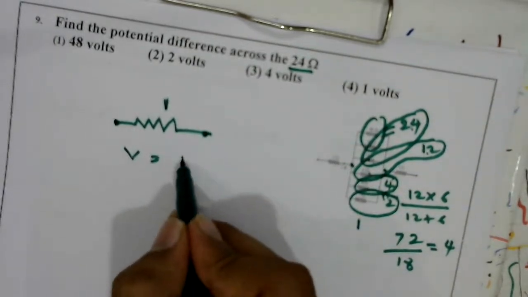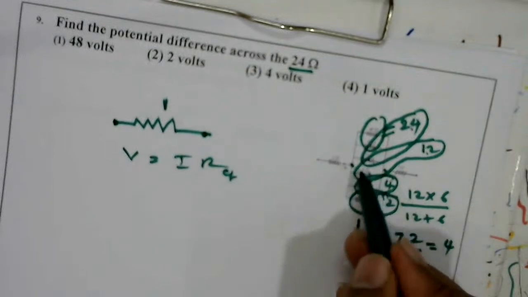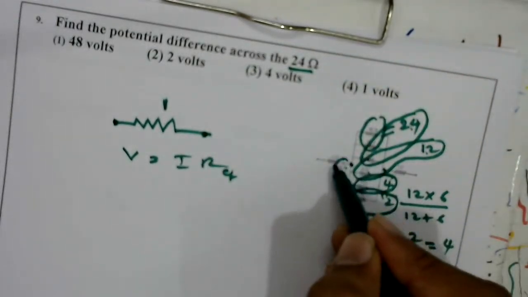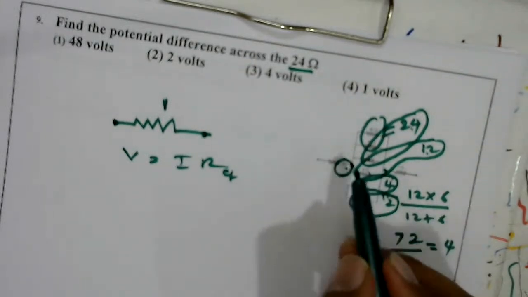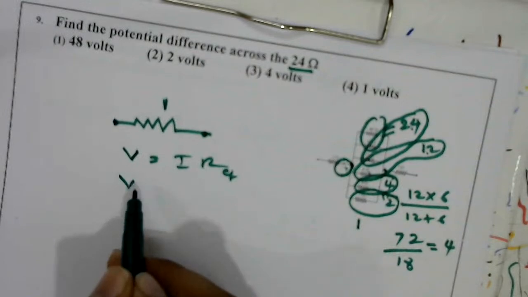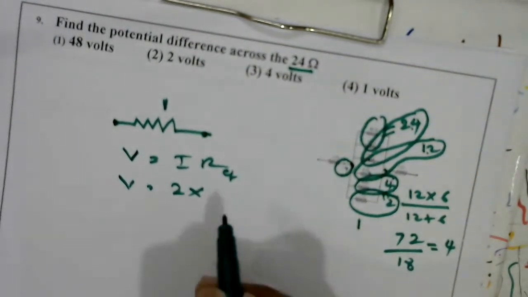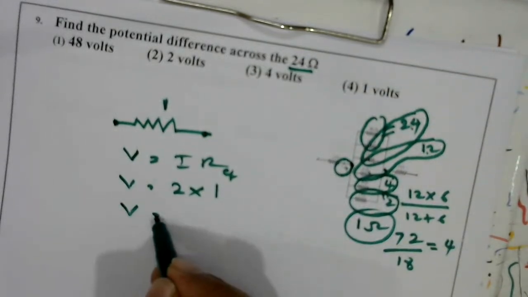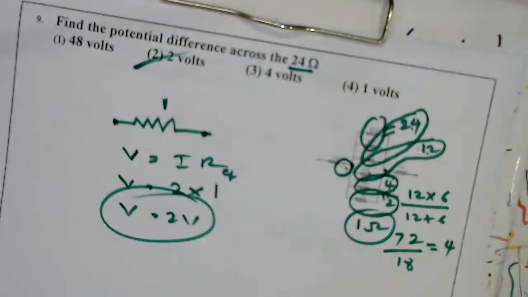V is equal to I into R, equivalent only the middle portion. Leave this one, LHS and RHS. The current in this one is given in that diagram. That current is 2 ampere. Now V is equal to current, 2 ampere, into R equivalent, 1 ohm we got. So V is equal to 2 volt. Which option? Second option.